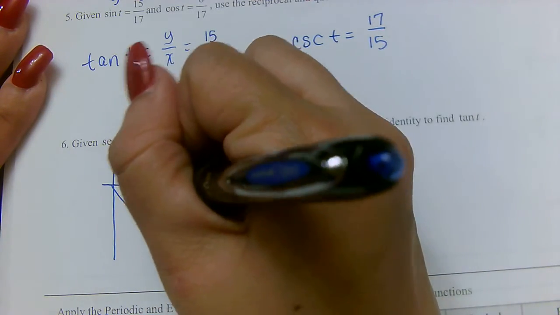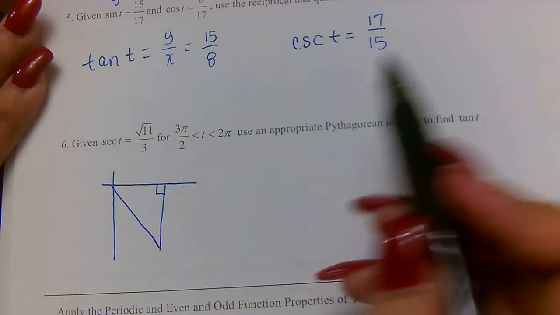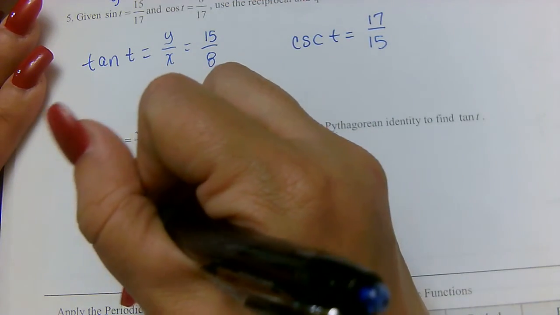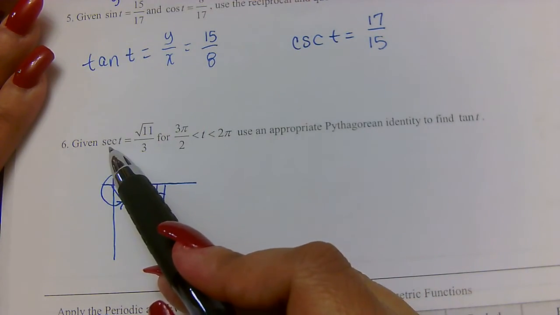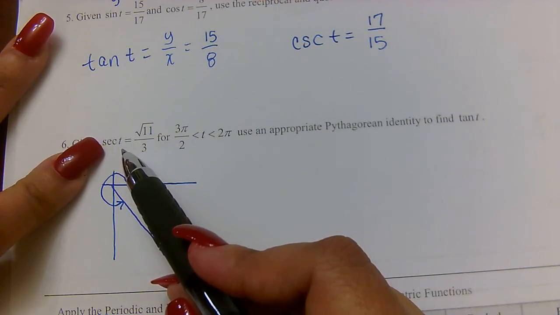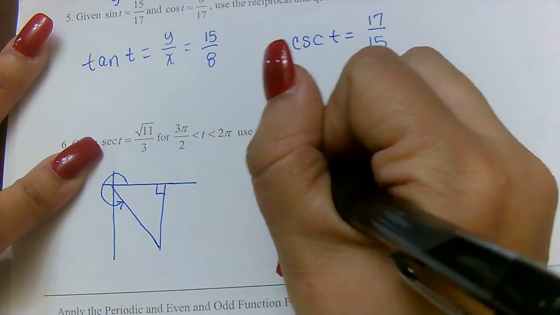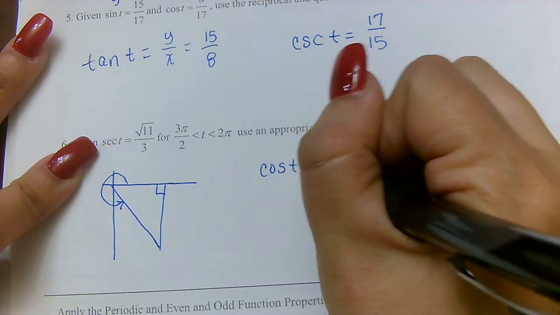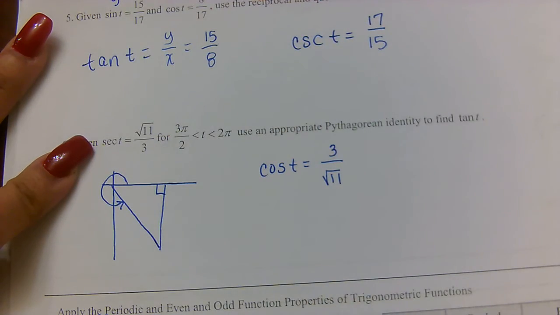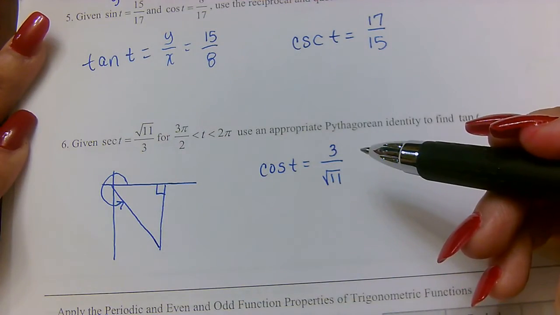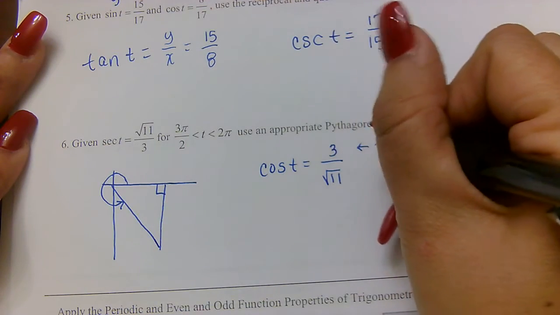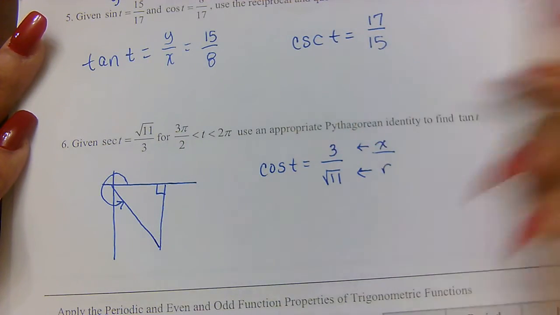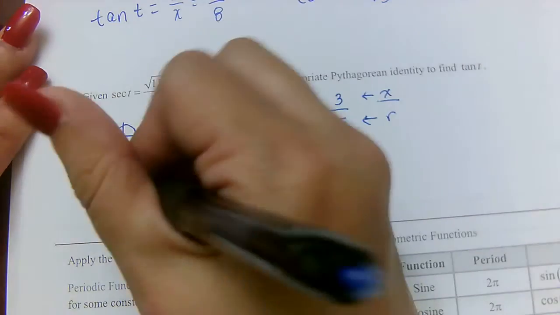Okay, so here's our quadrant. All I'm going to do is draw our picture. Okay, so the angle here is going to be this one right there. Okay, so that's the angle that we're talking about. Now I'm going to say, well, secant is the reciprocal of cosine. So cosine of t is equal to 3 over the square root of 11. Okay, if you remember using Pythagorean identities, cosine is going to be x over r. Okay, so let's do the r over here, square root of 11. Our x is going to be 3.